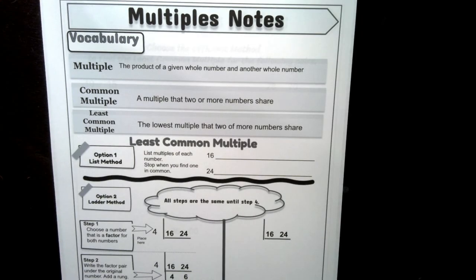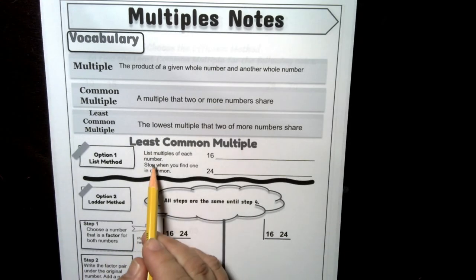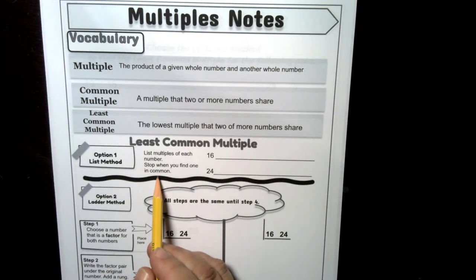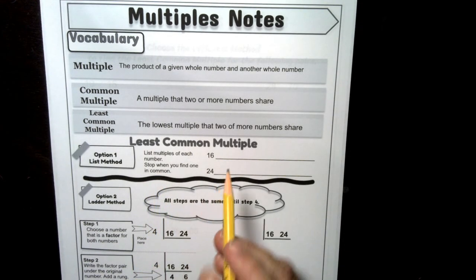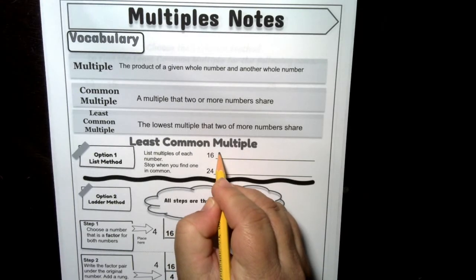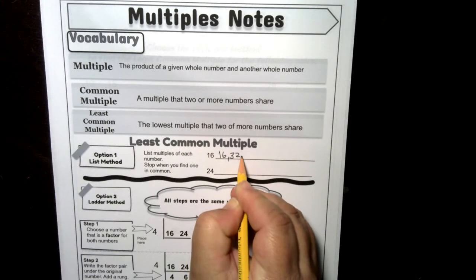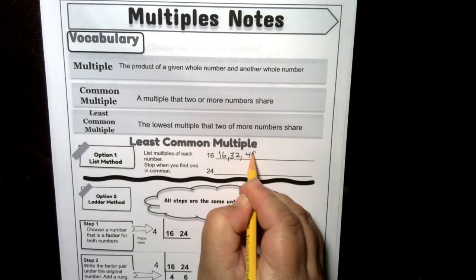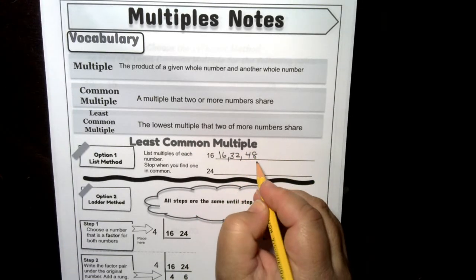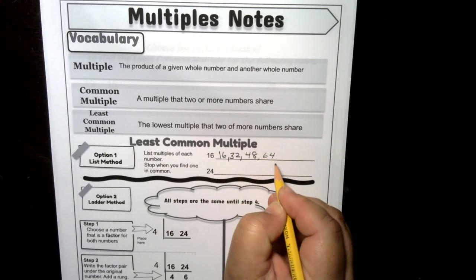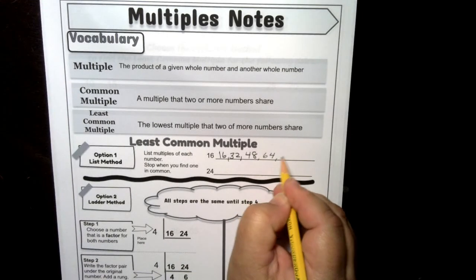So when we're finding the least common multiple, it is similar to the greatest common factor in that we have two options. The first option is the list method. We're going to list the multiples of each number, and we're going to stop when we find a common one. So, multiples of 16. 16 times 1 is 16. 16 times 2 is 32. 16 times 3 is 48. 16 times 4 is 64. And 16 times 5 is 80.